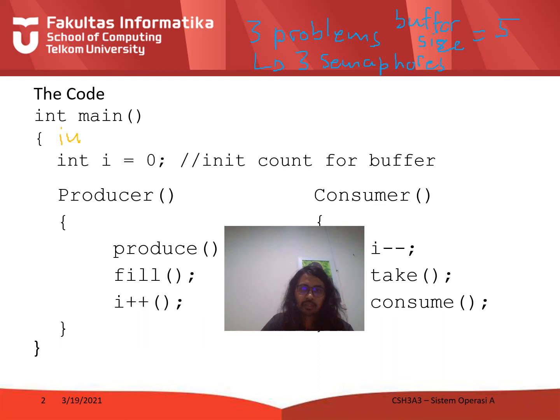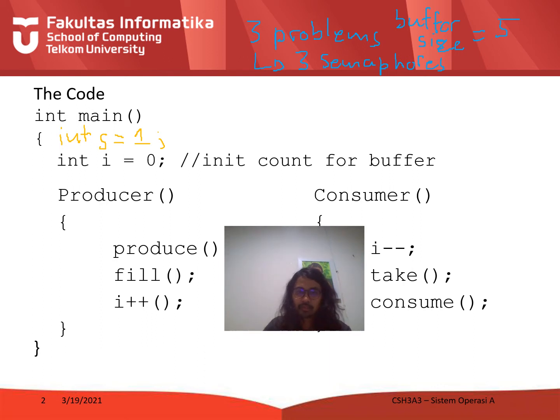First, a semaphore called S, which is to protect the producing and the consuming process so it doesn't happen at the same time, which is the first problem. This is initialized to 1, meaning that only one process can enter the critical section at the same time.